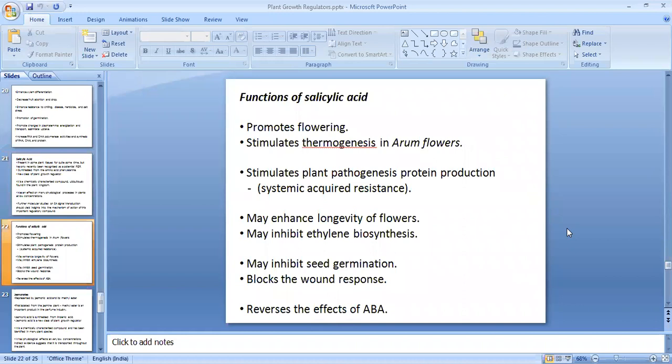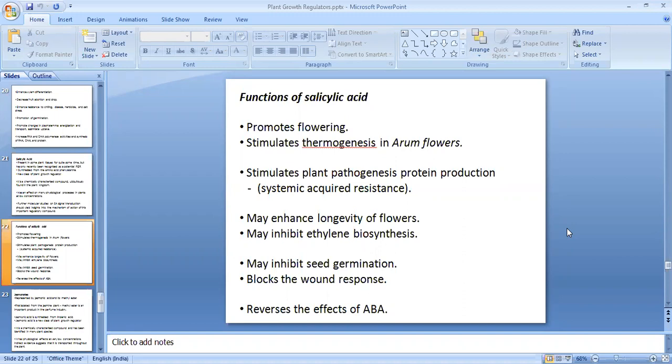What are the functions of salicylic acid? It promotes flowering. It stimulates thermogenesis in arum flowers. And also it stimulates pathogenesis-related protein production. That means it helps in producing self-immune power, that is, systemic acquired resistance against infections, which can be produced within the plant when a foreign organism enters the plant.